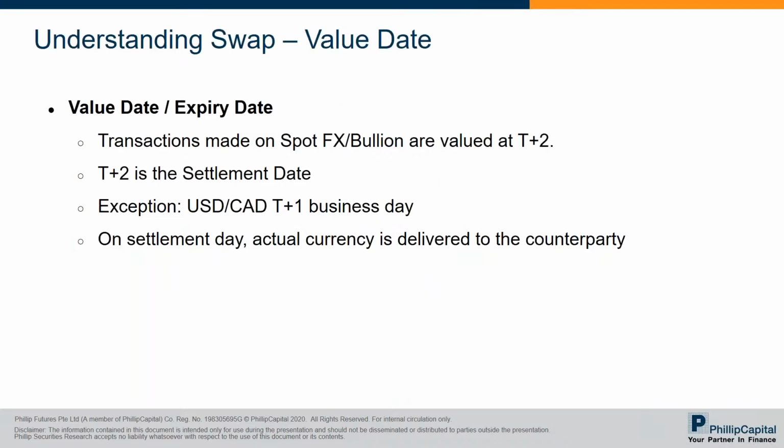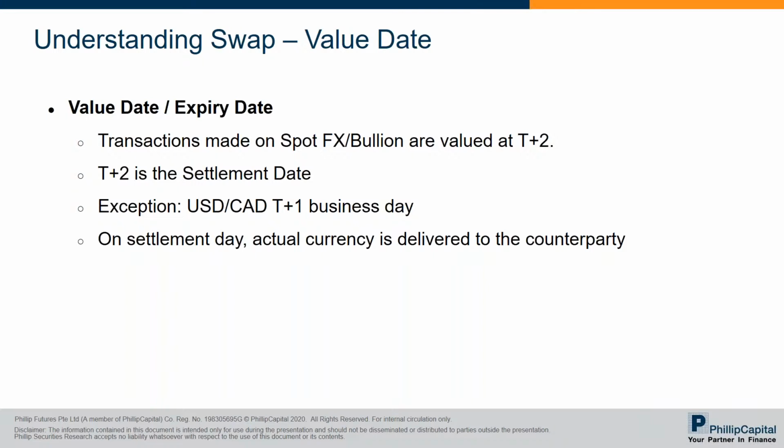Before we highlight the definition of swap, it is good to know that Forex is traded on something called T+2, which is any transactions made on spot Forex or Bullion are valued at T+2. That means that when you make a trade today, it will be settled 2 days later. So therefore it is T+2. On the settlement date, the actual currency will be delivered to the counterparty. So that is the value date or expiry date concept.